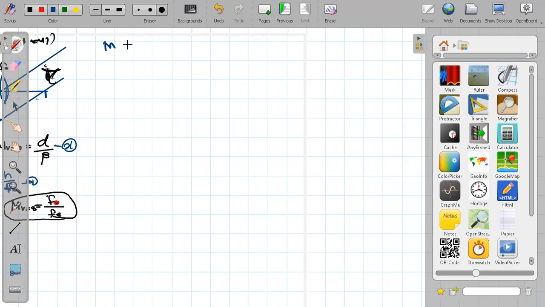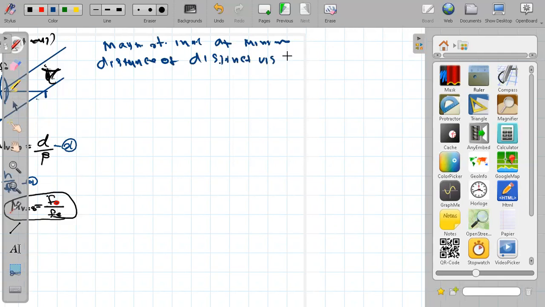Magnification of image at minimum distance of distinct vision. Right? Minimum distance at distinct vision.